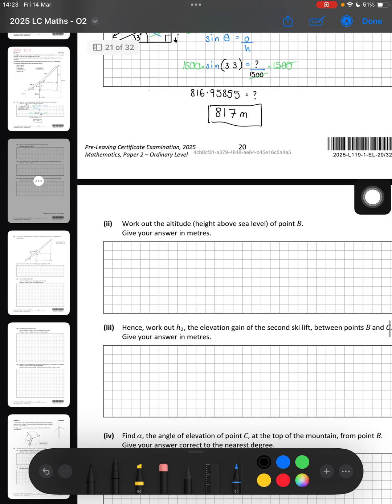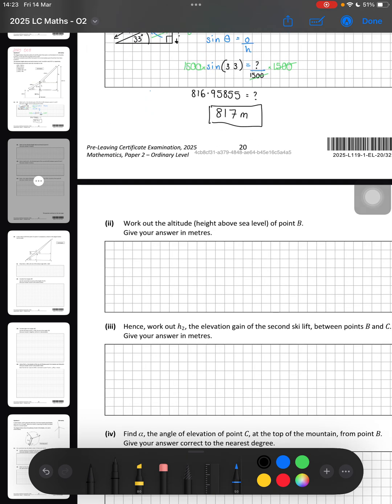Okay, so 650 metres plus 817 metres. So 1,467 metres.